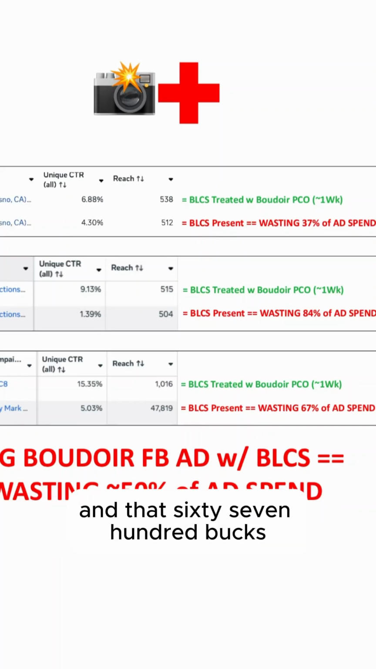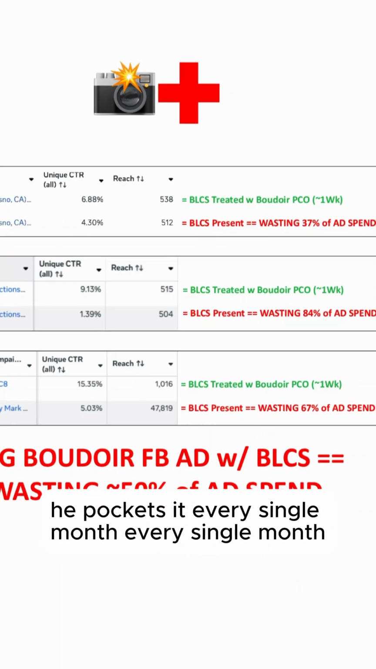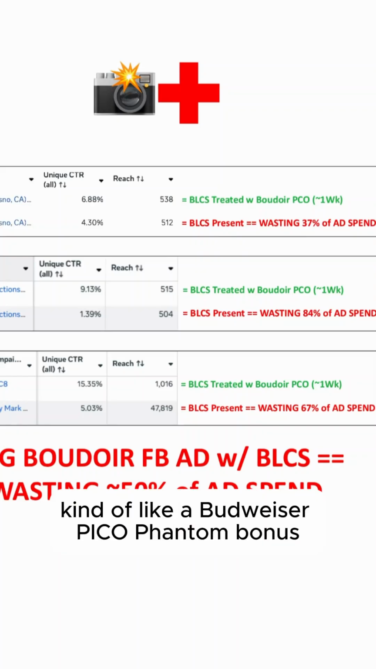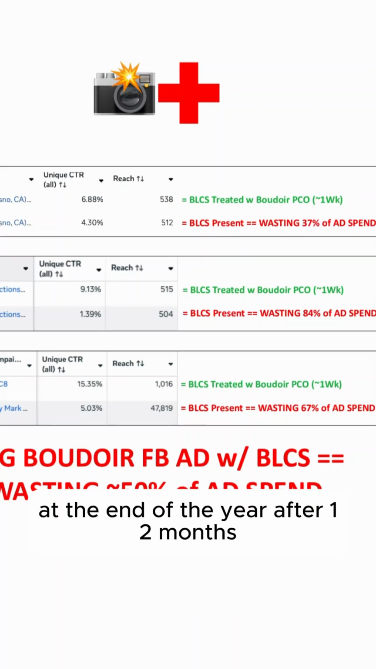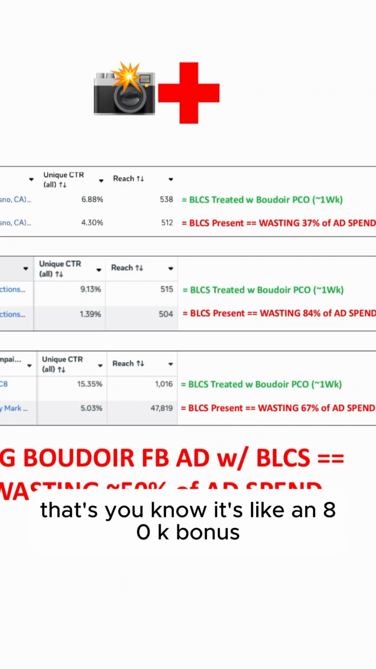And that 6,700 bucks he no longer has to spend. He pockets it every single month. Kind of like a Boudoir Pico phantom bonus. And at the end of the year, after 12 months, what's that? It's like an 80K bonus.